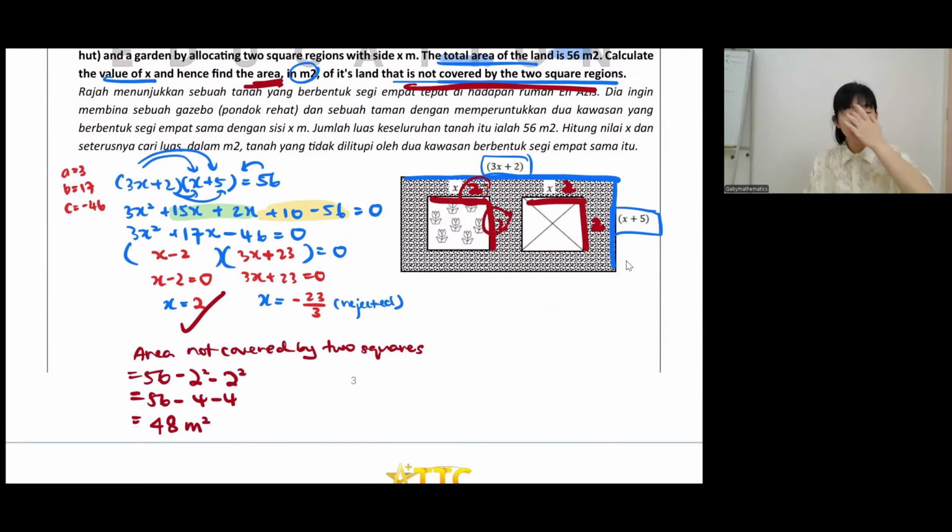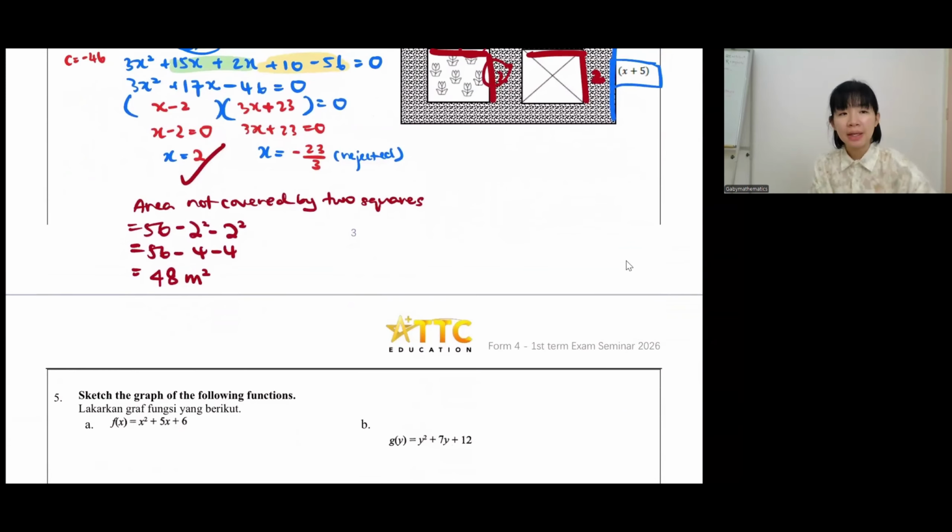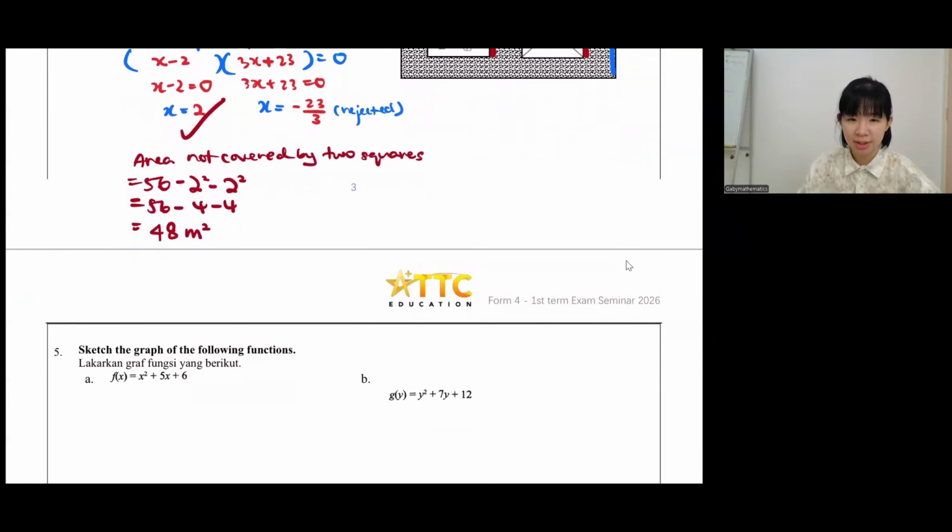Okay, do you know how your exam format looks like? This coming exam will be the first time you sit for SPM format. It's unlike Form 3, you know. So there will be 2 papers. Okay, after this topic, let's talk about the format a bit. Okay, we finish this one first.